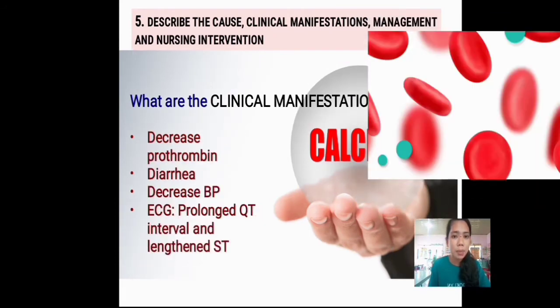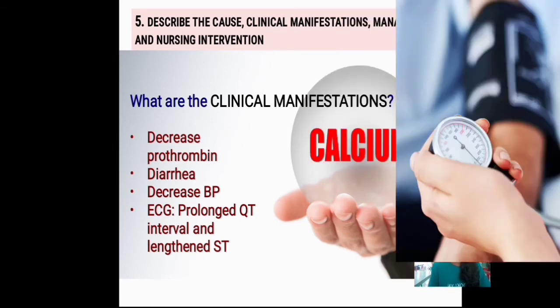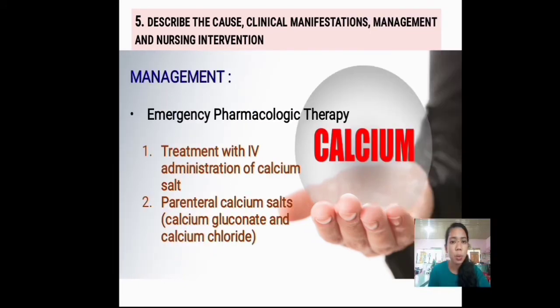So next, the clinical manifestations are hyperactive deep tendon reflexes, irritability, anxiety, impaired clotting time, decreased prothrombin, which is the plasma protein, diarrhea, decreased blood pressure. So, what are the management? Management is emergency pharmacologic therapy, since hypocalcemia is life-threatening and needs prompt intervention.